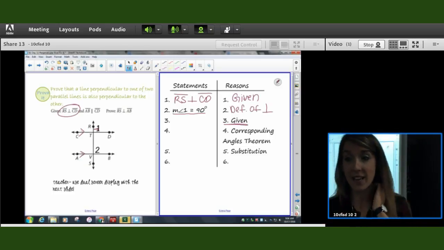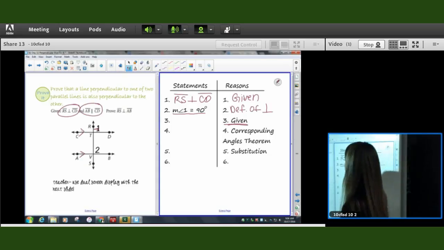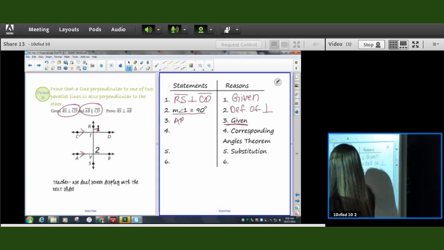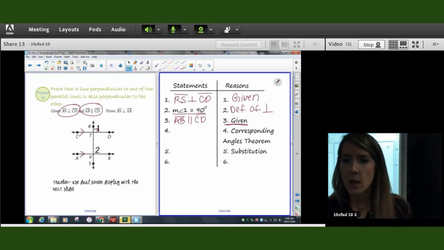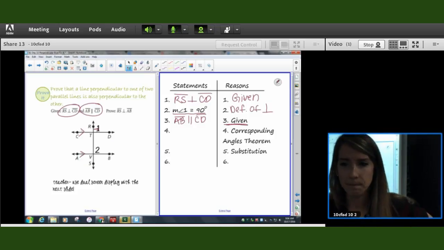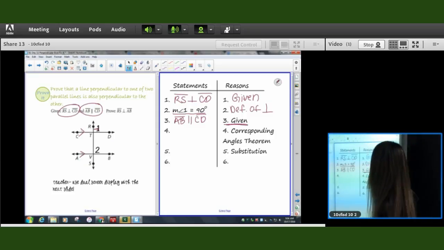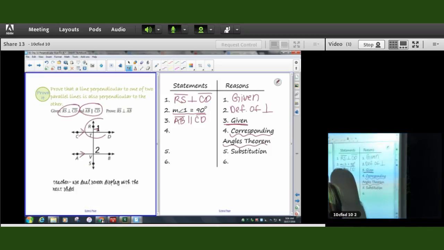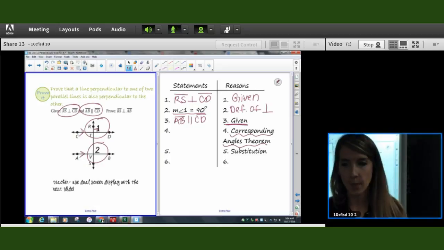Now go to your next given. I'll go to my next given because they already gave me a hint that that's where I need to go next. Segment AB is parallel to segment CD. We're not trying to prove they're parallel. That was given to us. Now that we know they're parallel, we're going to use the corresponding angles theorem because it told us to. What would be our statement if we use the corresponding angles theorem? What would we want to say?